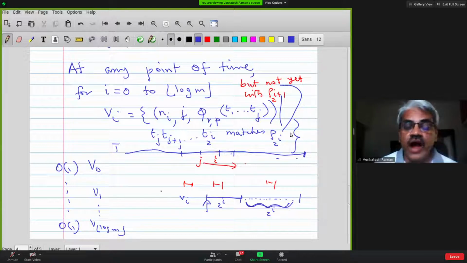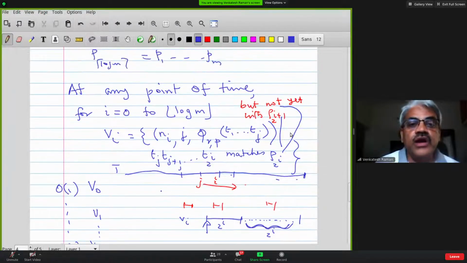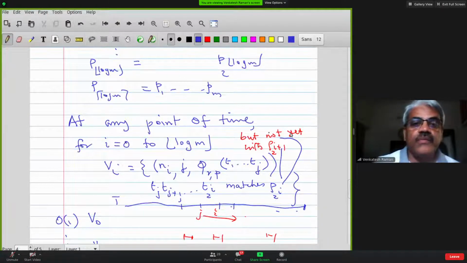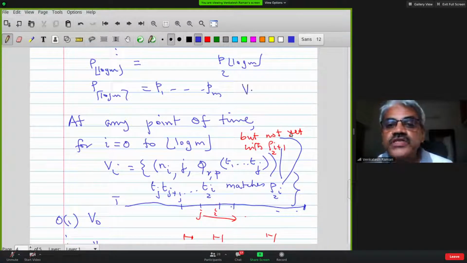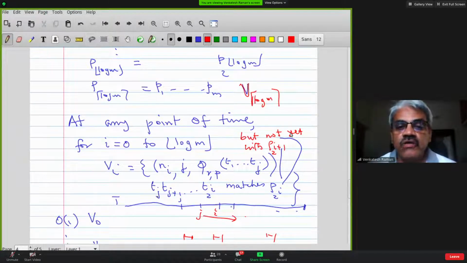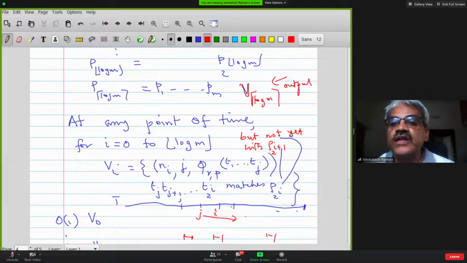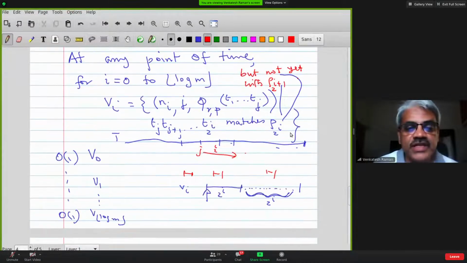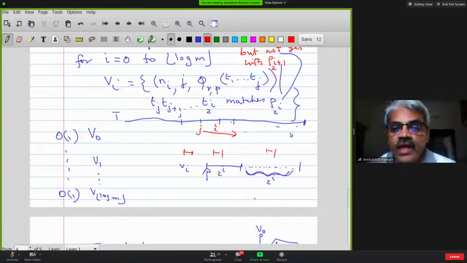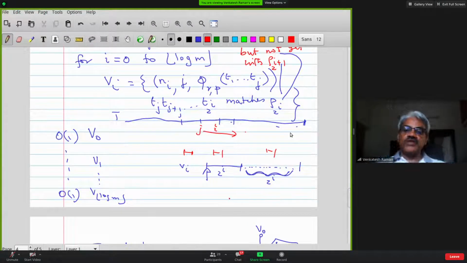And ultimately, what will I output? All those positions in V_log n, which are exactly those positions from which the text matches all the way up to P_m, and this is my output. So whenever I see that a position can be promoted to the next level, what does that mean? I have matched the whole pattern, so I will output that position.